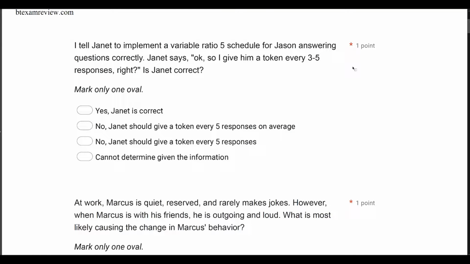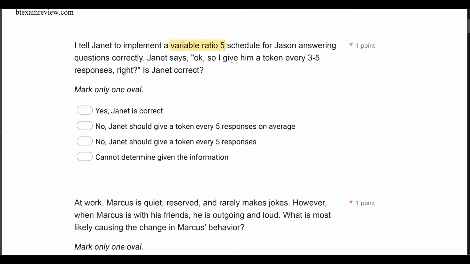To implement a variable ratio 5 schedule for Jason answering questions correctly, Janet says, okay, so I give him a token every 3 to 5 responses, right? Is Janet correct? Now, let's think about this. You've got to put on your analytic cap here and think about what Janet is asking. So we know we are on a variable ratio 5 schedule. So what does that mean? Well, that means every 5 responses on average will be reinforced. Variable means on average. Ratio means responses. And 5 indicates the amount. So every 5 responses on average will be reinforced.